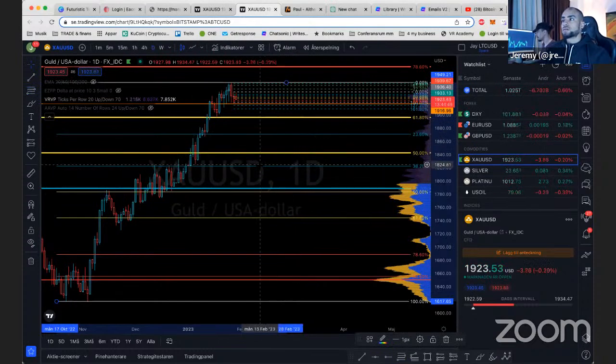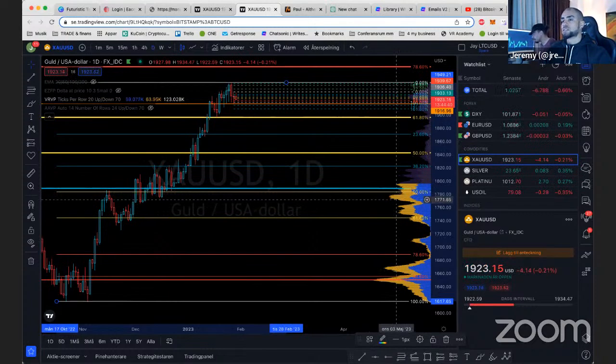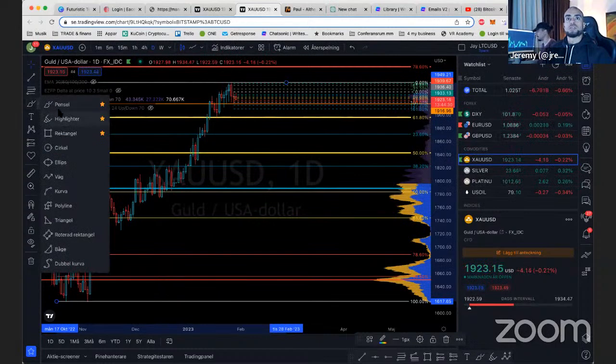So here is that target, but I would say that the market can come down all the way to the sweet spot here because we got a lot of liquidity here, as most often confluences with the sweet spot. That's why it's called the sweet spot, because that's where the market tends to magnetize towards.